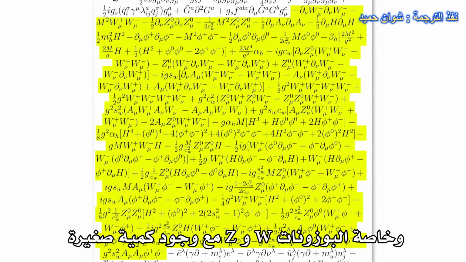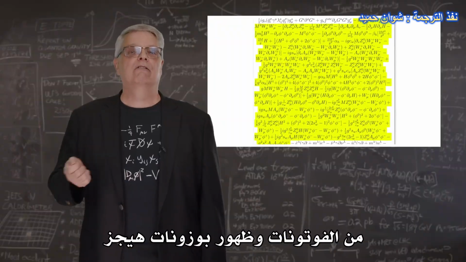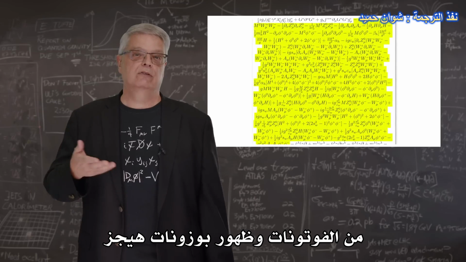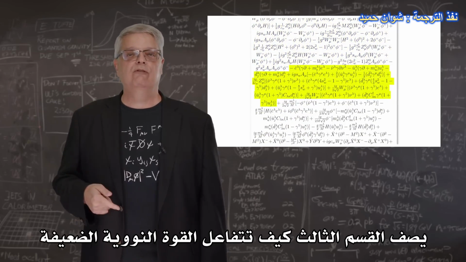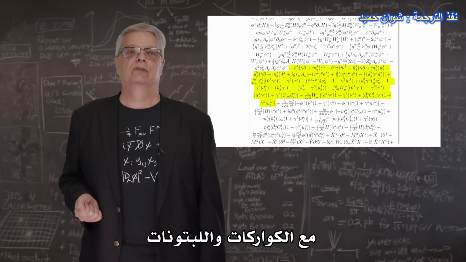Okay, how about we translate this equation? What do terms mean what? This first bit, the one with all the different kinds of G's, describes how gluons interact among themselves. This second section deals with the interaction between electroweak force particles, mostly W and Z bosons, with a smattering of photons and with the appearance of Higgs bosons. This third section represents how the weak force interacts with quarks and leptons.